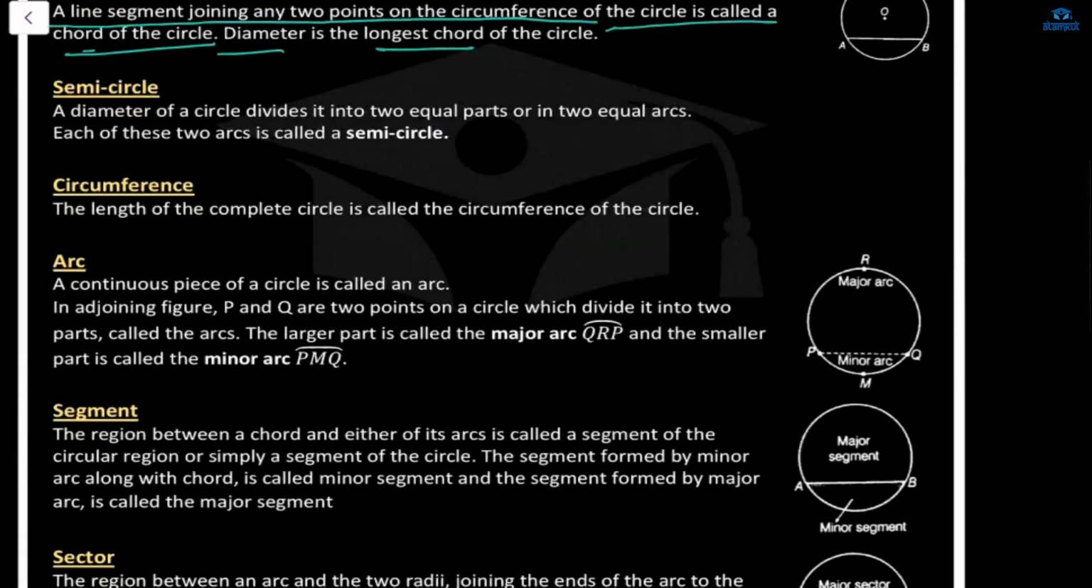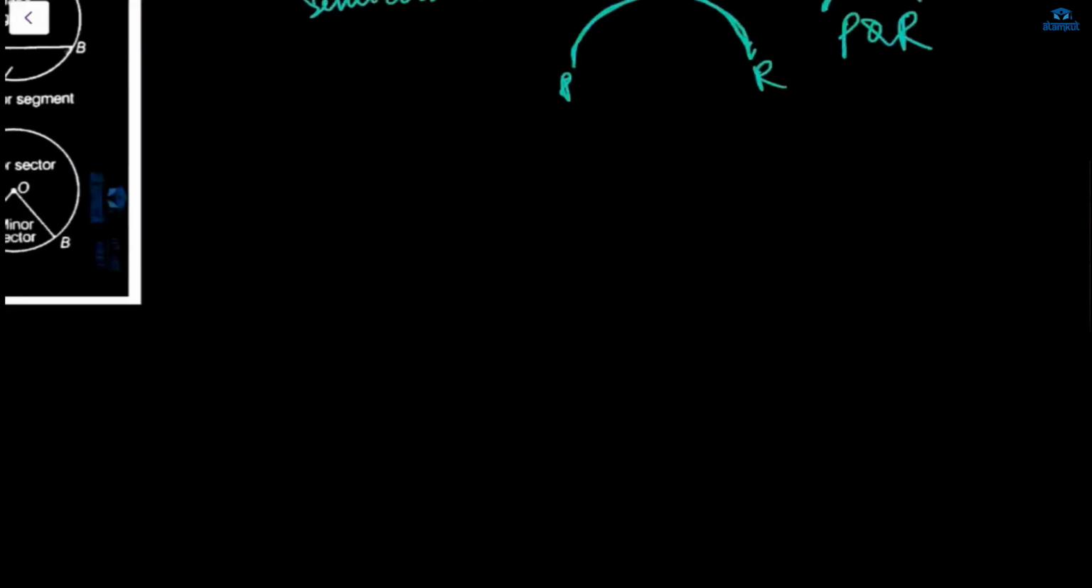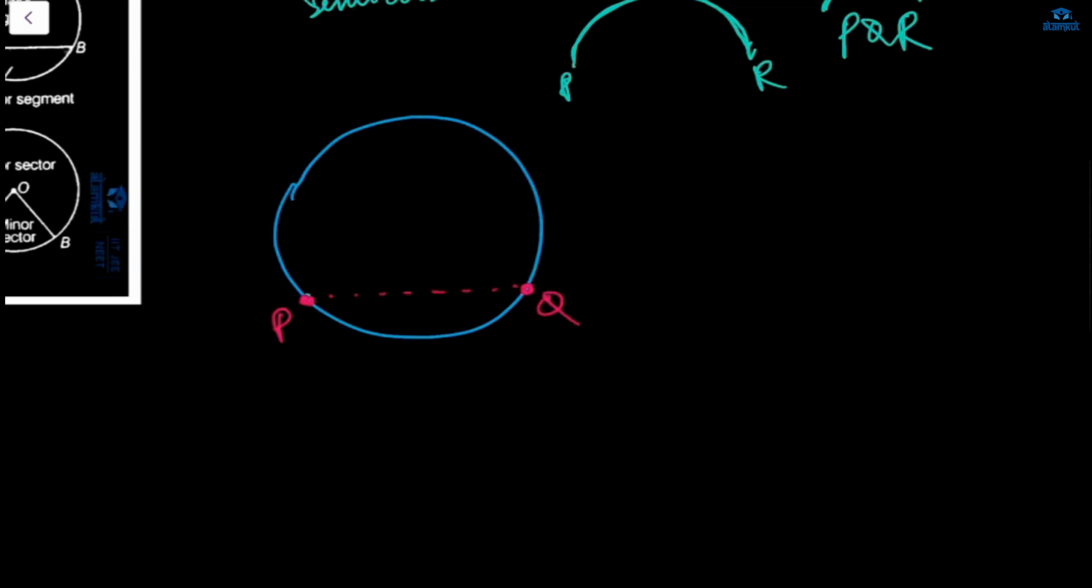Here you can see the definition of arc also: a continuous piece of a circle is called an arc. In the adjoining figure, P and Q are two points on a circle. Here P and Q are not dividing it into equal parts. It is just dividing the circle into two parts. If I draw a circle with a line, with a point here and a point here, P and Q, and I join this PQ, it divides the circle into two parts. They are not equal, but there are two parts.